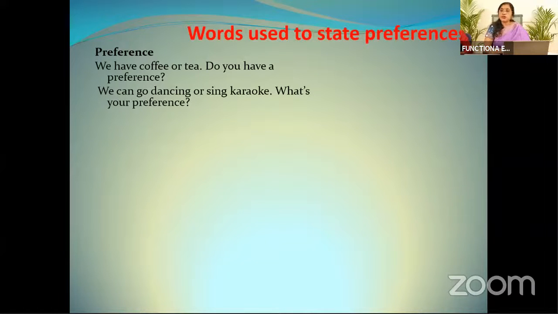Preference. You can ask a sentence using the word preference. Preference is a noun form of the verb prefer. For example, we have coffee or tea. Do you have a preference?